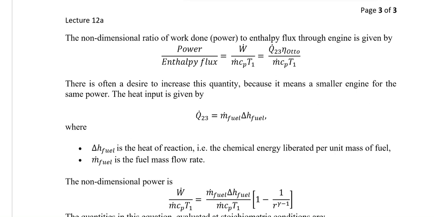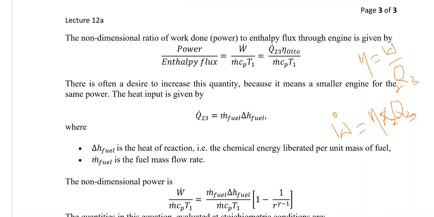Simplifying the above equation, power W would be the efficiency. As efficiency, we have the work done divided by the heat transfer from 2 to 3. So W would be equal to the efficiency multiplied by the heat transfer from 2 to 3, and that is the work done. Enthalpy flux is actually the mass of the fuel multiplied by the enthalpy change.